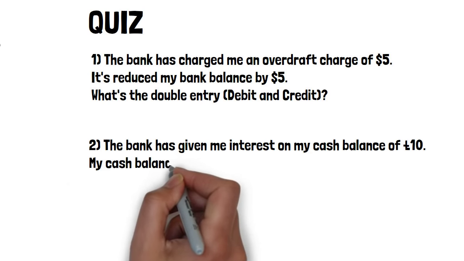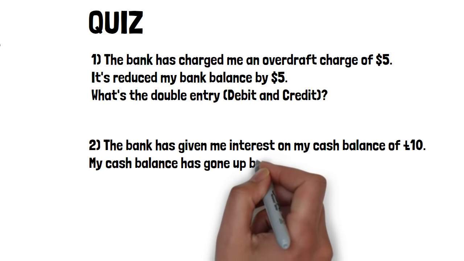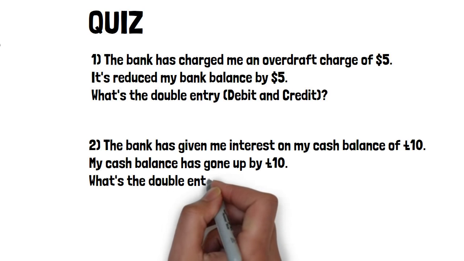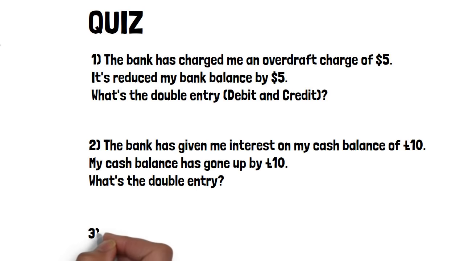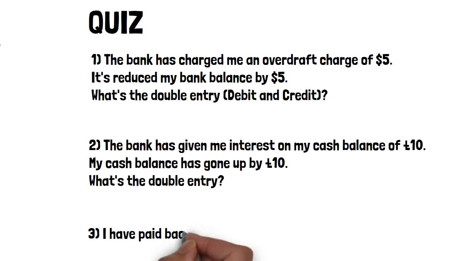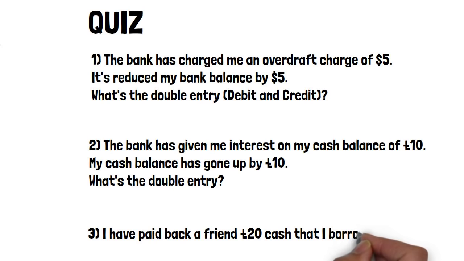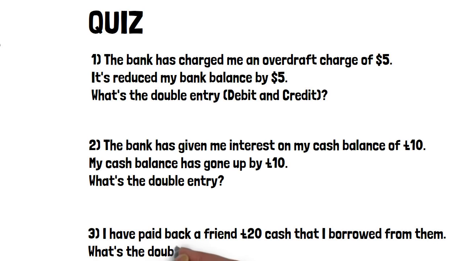Question number 2. The bank has given me interest on my cash balance of £10. My cash balance has gone up by £10. What's the double entry? And question number 3. I have paid back a friend £20 cash that I borrowed from them. What's the double entry? So you can pause the video now and then click play when you want to go through the answers.